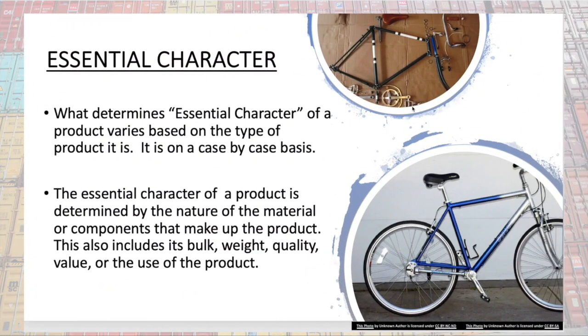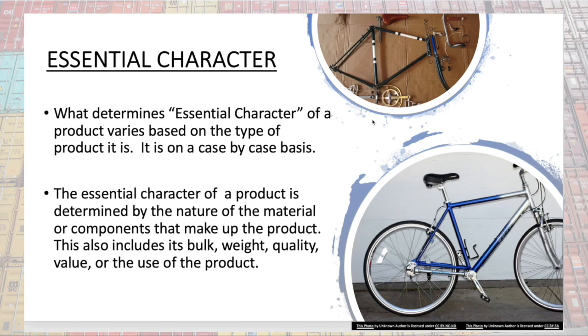At this point, there is an important concept to apply this rule: it is to know the essential character of the product. The essential character of a product is determined by the nature of the material or component that it is made of. This also includes its bulk, weight, quality, and value, or the use of the product.